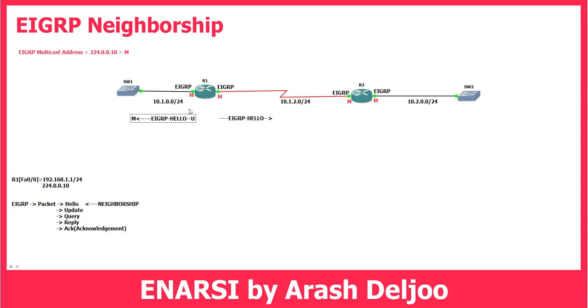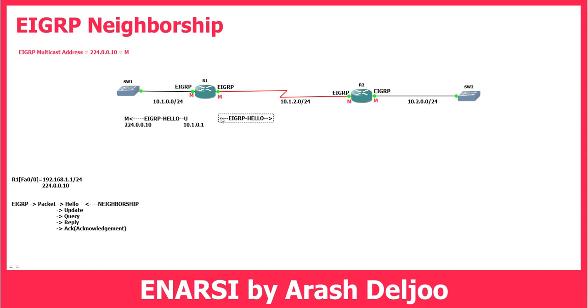For example, R1 sends the EIGRP hello from its unicast address, let me write one of them, 10.1.0.1. This is the source IP, and the destination IP is 224.0.0.10. Why should we send the EIGRP hello to 224.0.0.10? Because we hope to find a neighbor. R1 knows that if any EIGRP neighbor is available here, the 224.0.0.10, the reserved multicast IPv4 address of EIGRP, is enabled on that interface. Because of that, we send the EIGRP hello in the hope of finding a neighbor.